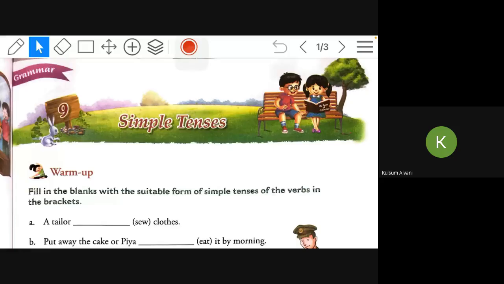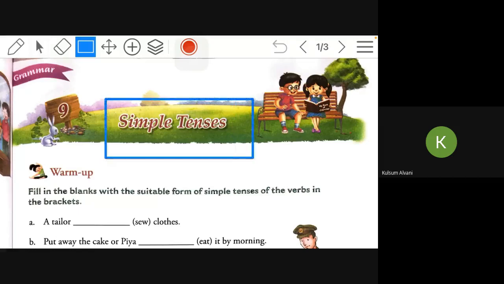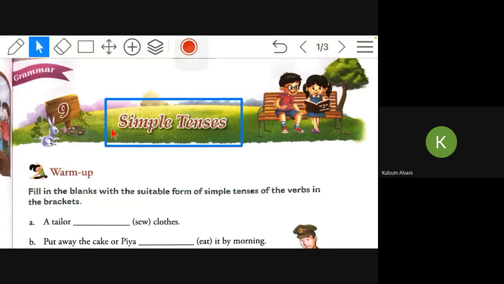In the grammar section, as far as I remember, we have done two tenses, simple present and past, not future. So today, what I am going to do is revise simple past and present, the formula, detail, everything. And then I will introduce what the simple future tense is in the next lecture, perhaps. We will also solve the exercise of the same chapter, simple future tense.